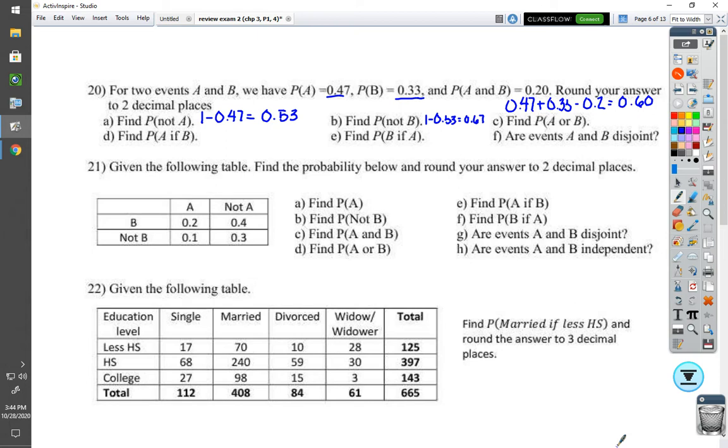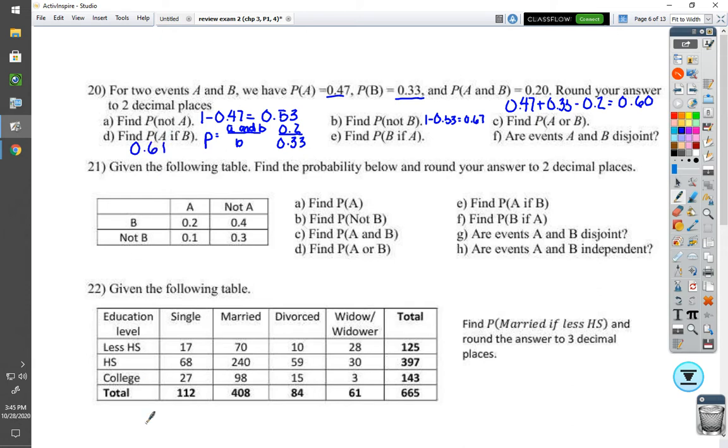Letter D, find A given B. Well, remember, A given B means the probability of A and B divided by the probability of just B. The probability of A and B is 0.2. The probability of just B is 0.33. And if you divide those two things, you get 0.61.